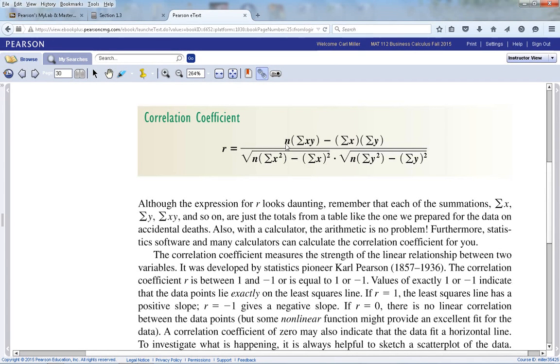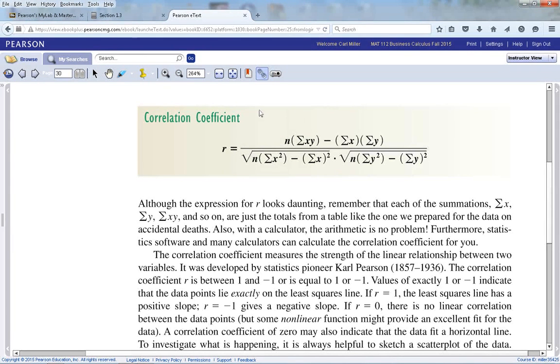So n is the number of data points you have in your sample. Sigma xy is the product of the xy ordered pairs, and then the sum of those, right? Minus the sum of the x's times the sum of the y's. And in the denominator, you have these terms, which are the square roots of the sample size times the sum of the x squared terms, minus the sum of the x terms, and take that sum and raise it to the second power, times, and then sort of the same calculation with the y values.